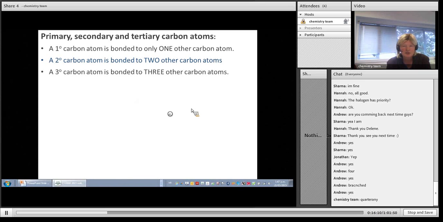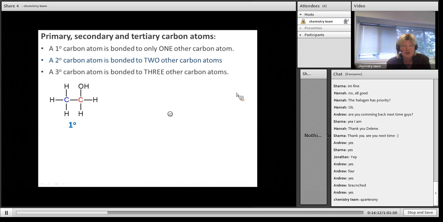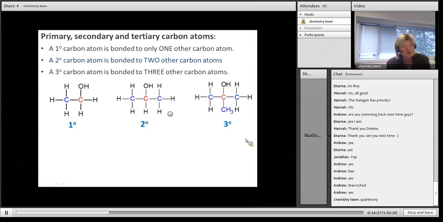Okay, so let's have a look. My red carbon over there is bonded to one other, the blue one, so that's primary. And again, my red one here is bonded to two other carbon atoms, so it's secondary, and there's an example of a tertiary carbon atom. If it was quaternary, then that OH would have to be another carbon atom.